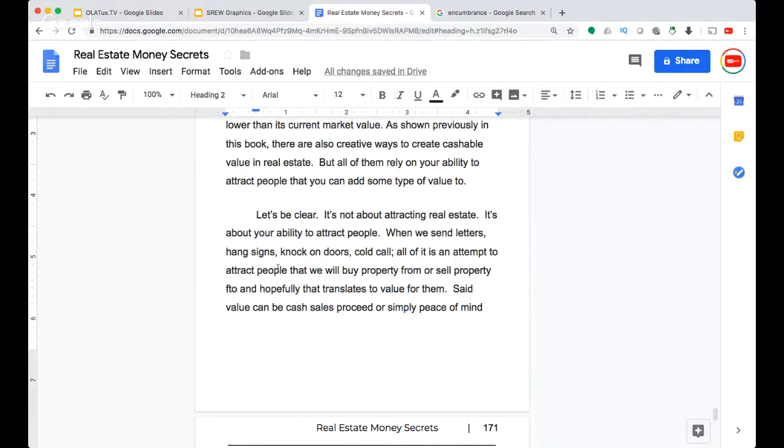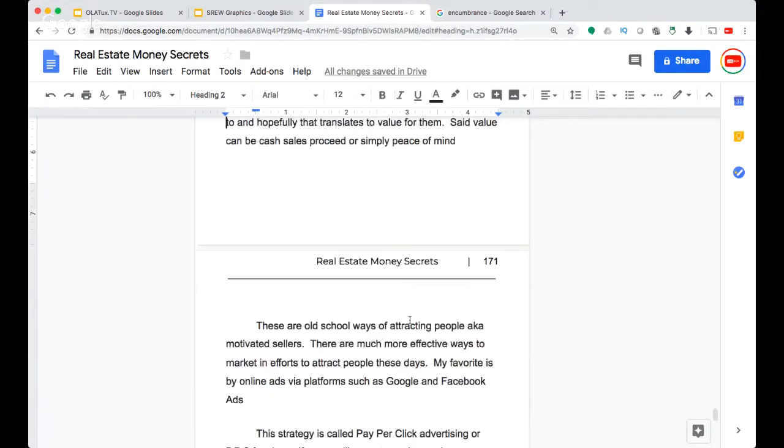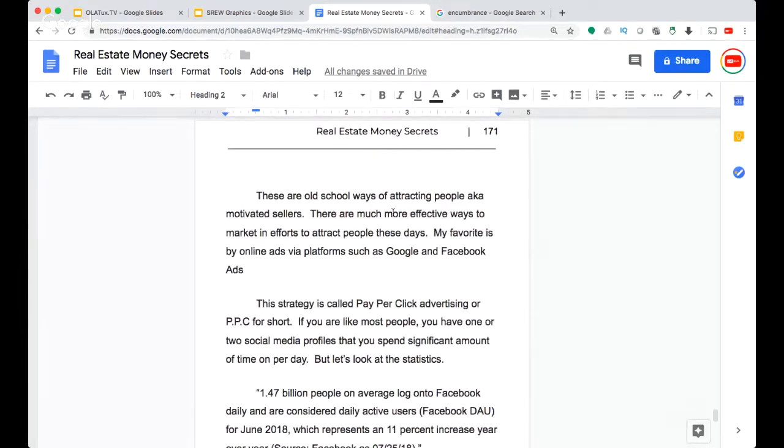Okay, all of it's an attempt to attract people that we will buy a property from or sell property to, and hopefully that translates to value for them. Said value can be cash sales proceeds, or simply peace of mind, right? These are old school ways of attracting people, aka motivated sellers. There are much more effective ways to market in efforts to attract people these days.